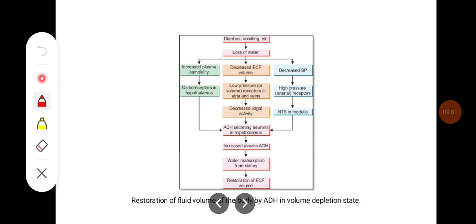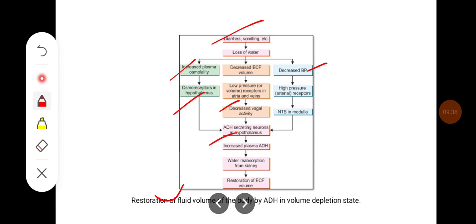So this is how restoration of the fluid volume occurs because of the ADH when the body fluid is depleted. Okay, so diarrhea and vomiting cause loss of water, so it increases the plasma osmolarity that stimulates the osmoreceptors of thalamus that produces ADH secretion, or it can decrease the ECF volume.